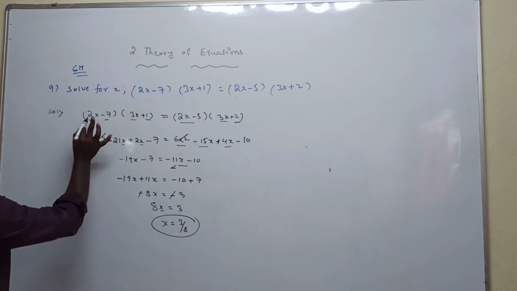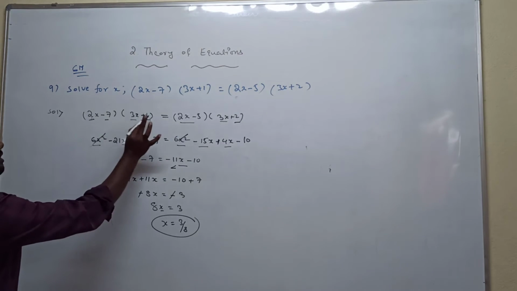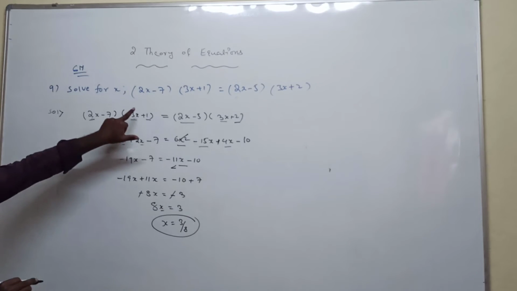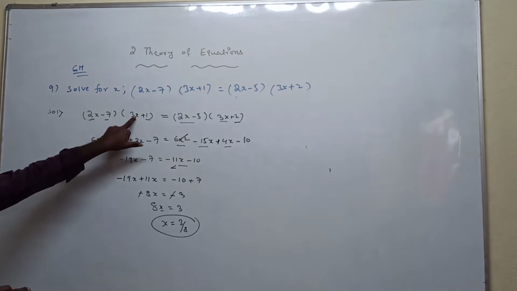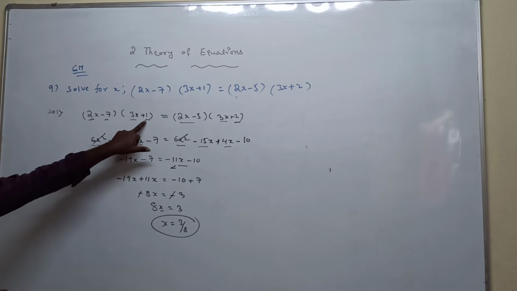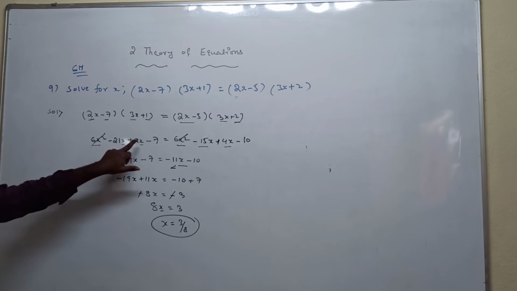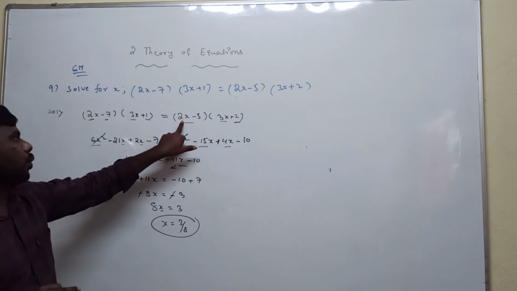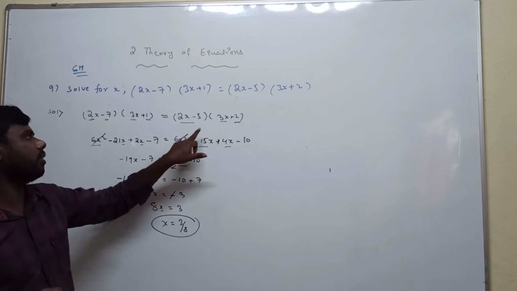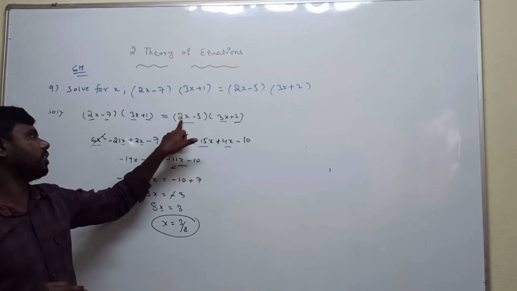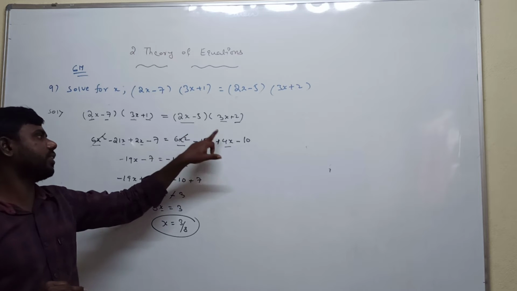Here, product with the 2x, each element, or else 3x product with each element means 2x into 3x is 6x square, plus 3x into minus 7 is minus 21x. Next, 1 into 2x is 2x, plus 1 into minus 7 is minus 7. Next, 2x into 3x is 6x square, 3x into minus 5 is minus 15x, plus 2 into 2x is 4x, plus 2 into minus 5 is minus 10.